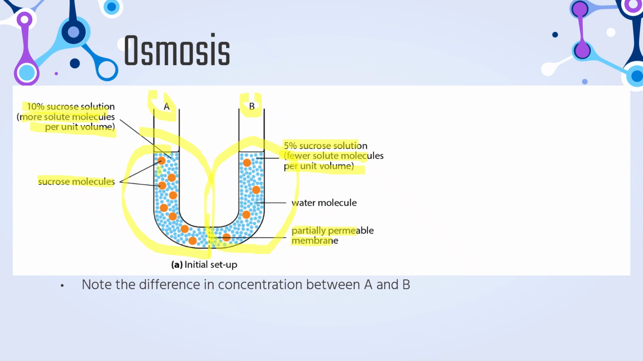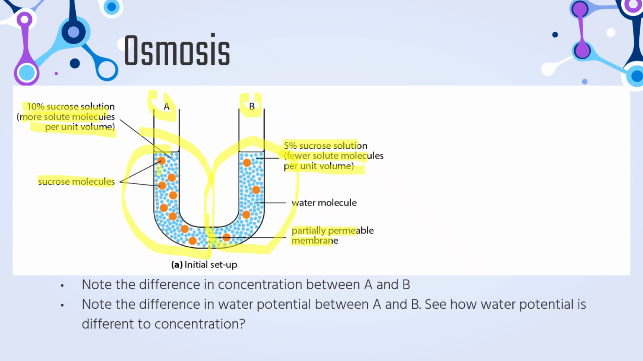Okay, ready? Yeah, so A has higher concentration than B because A has more sucrose molecules as compared to B. A has 8 in this example and B has only 4. So in terms of concentration, A is more concentrated than B. Okay, now what if I ask you about water potential?